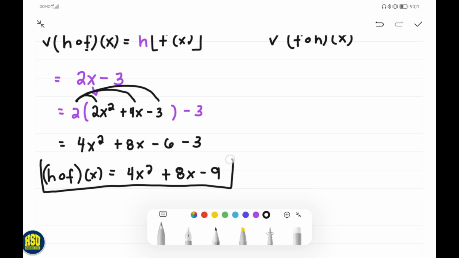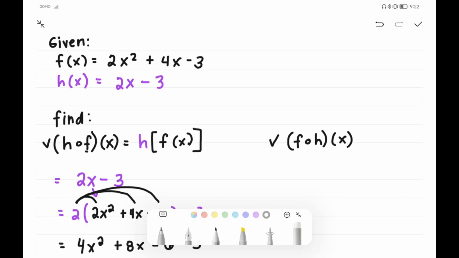Okay? How about this one naman? So if we are asked to find the value of f composite of h of x. So in this case, ang magiging outside function natin is yung f function at yung inside function natin is yung h of x. So ibig sabihin po niyan, yung outside function natin na f of x, ang kanyang magiging domain is yung value ng ating h of x.